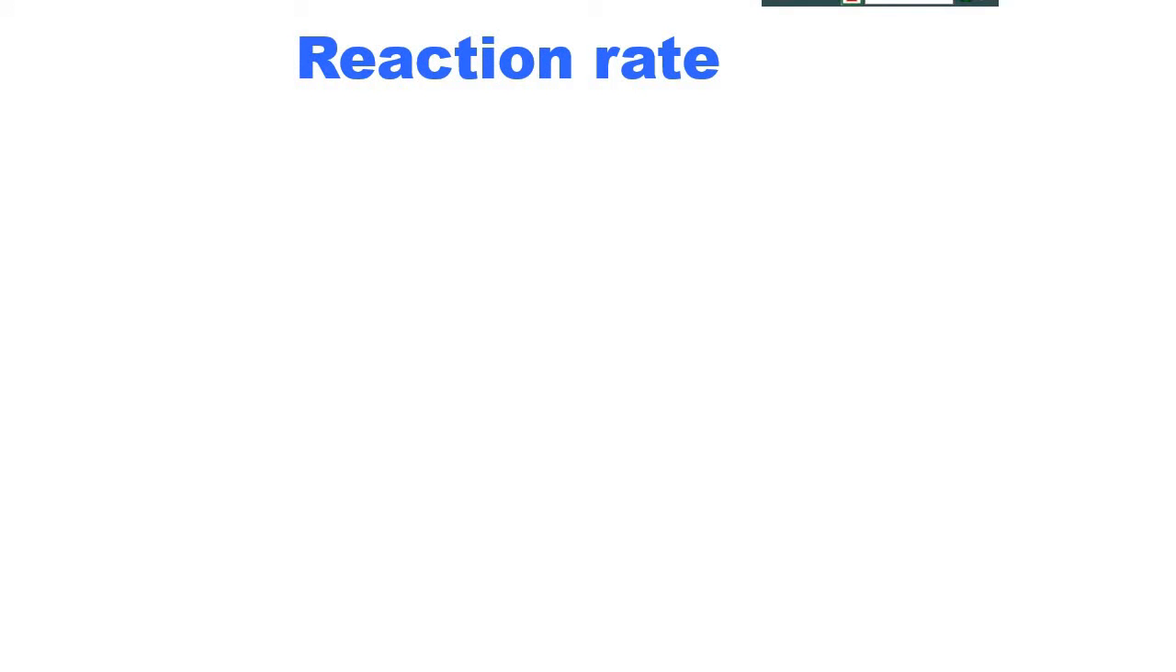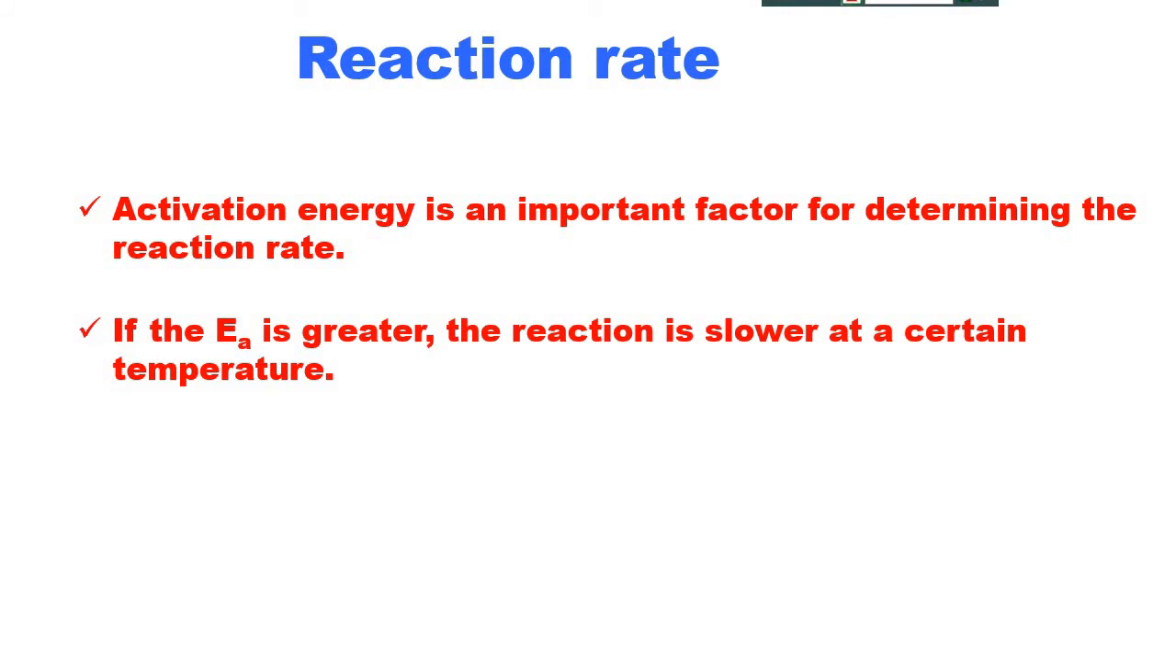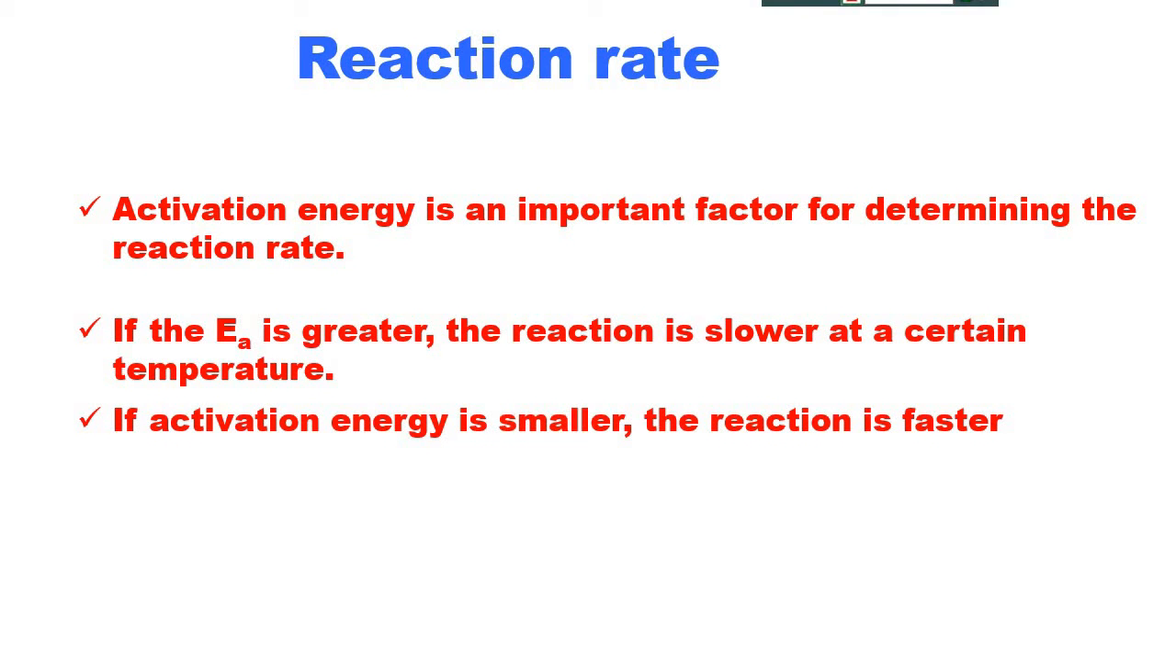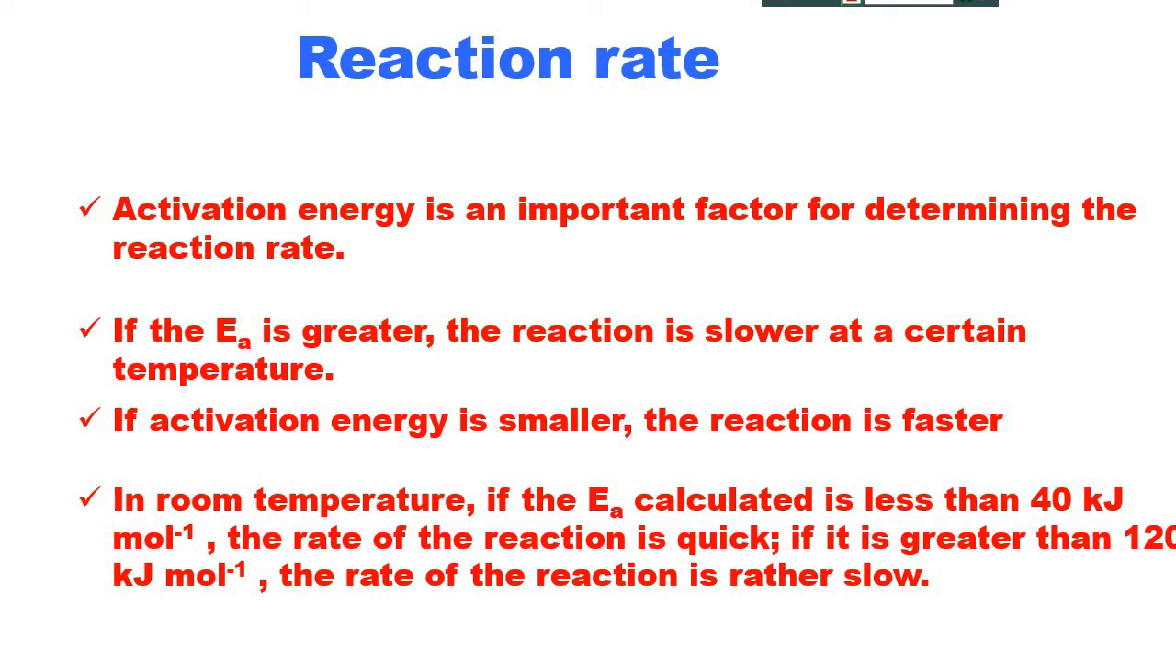Now, reaction rate. Activation energy is an important factor for determining reaction rate. If activation energy is greater, the reaction is slower at a certain temperature. If activation energy is smaller, the reaction is faster. In room temperature, if activation energy calculated is less than 40 kJ per mole, the rate of the reaction is fast. If it is greater than 120 kJ per mole, the rate of the reaction is rather slow.